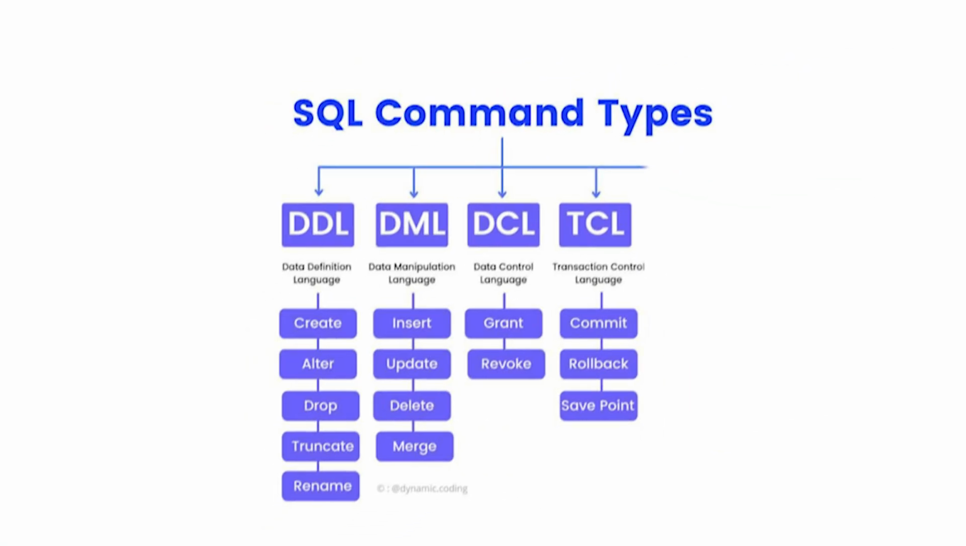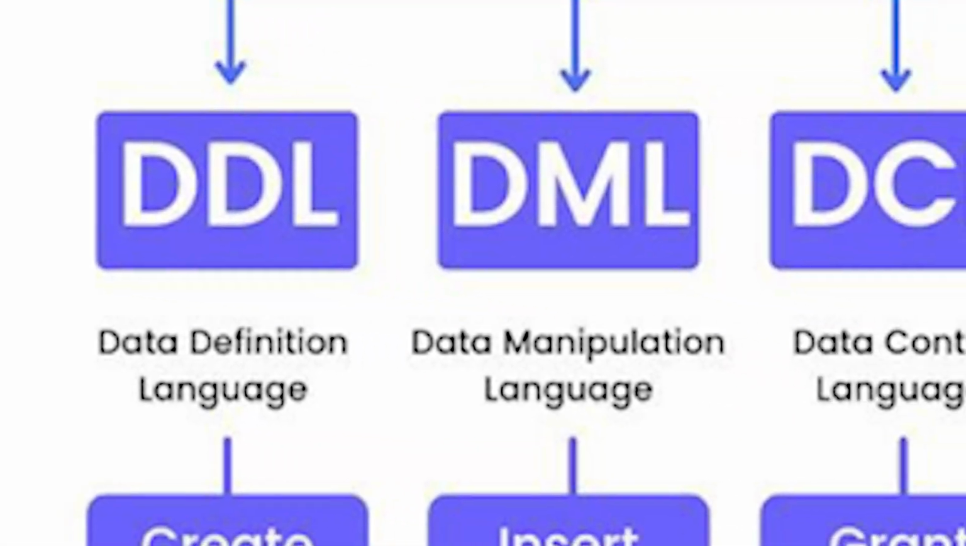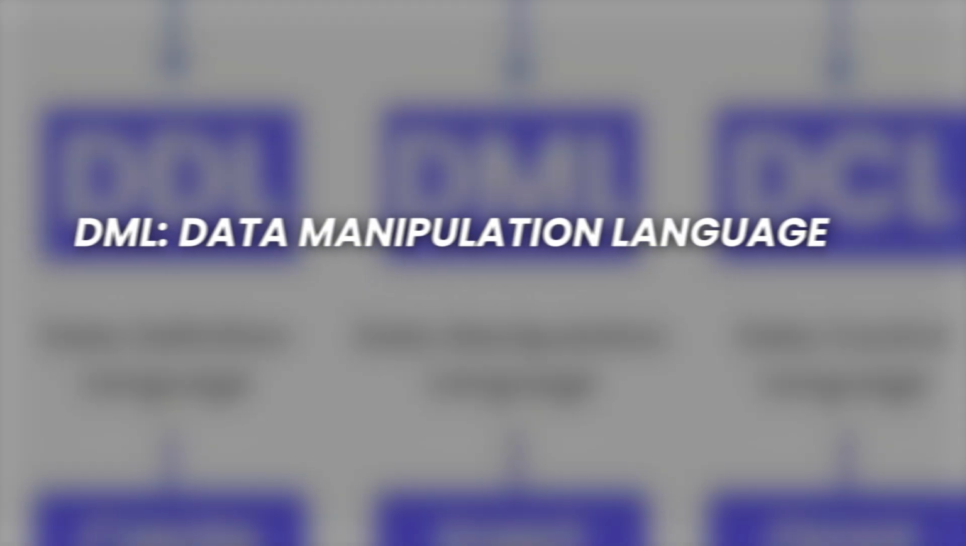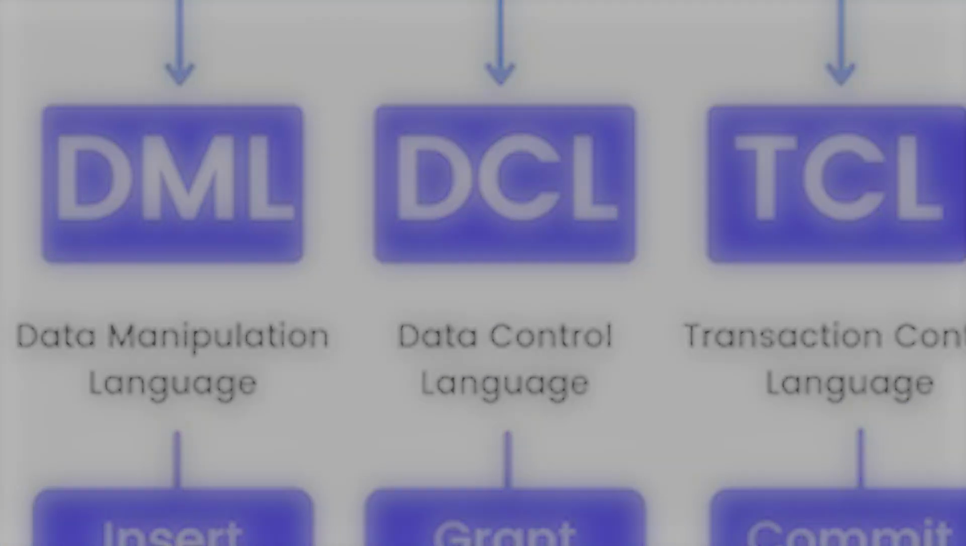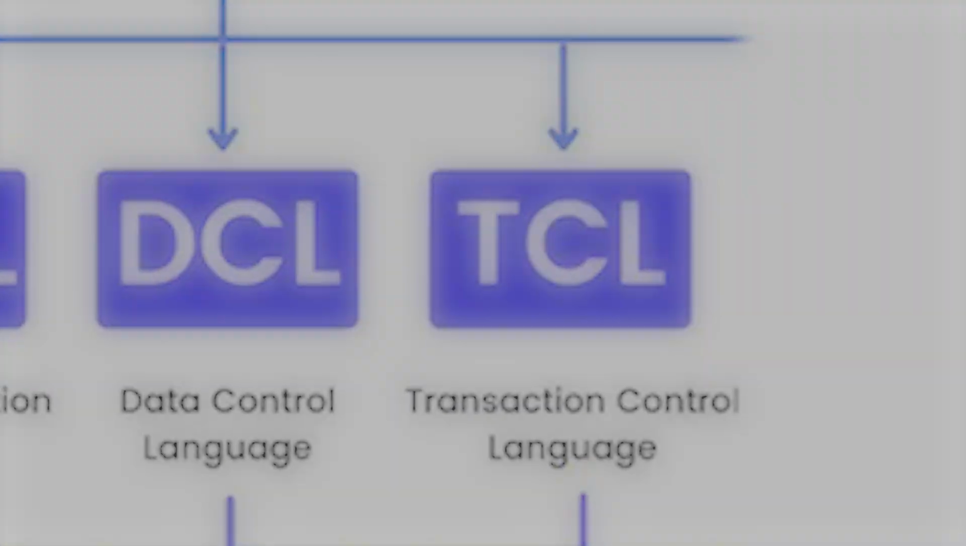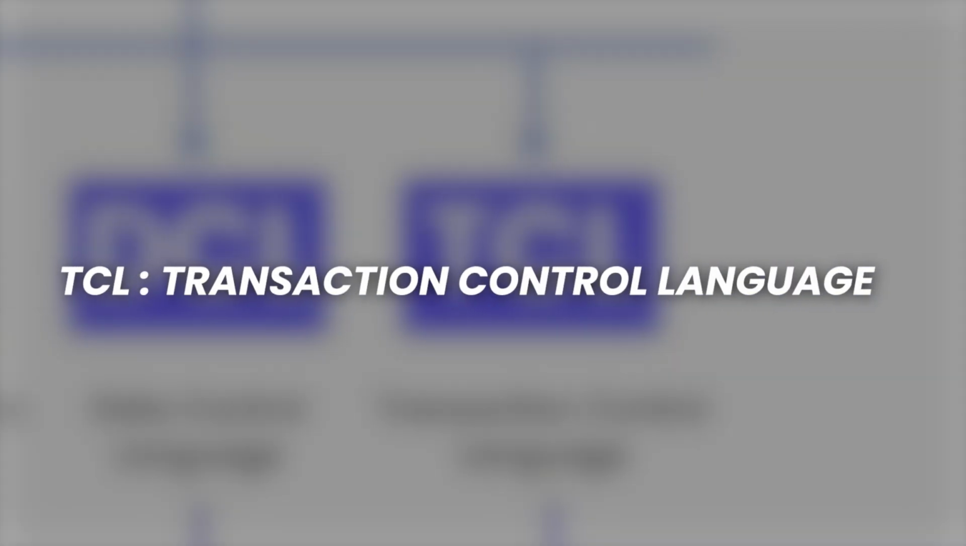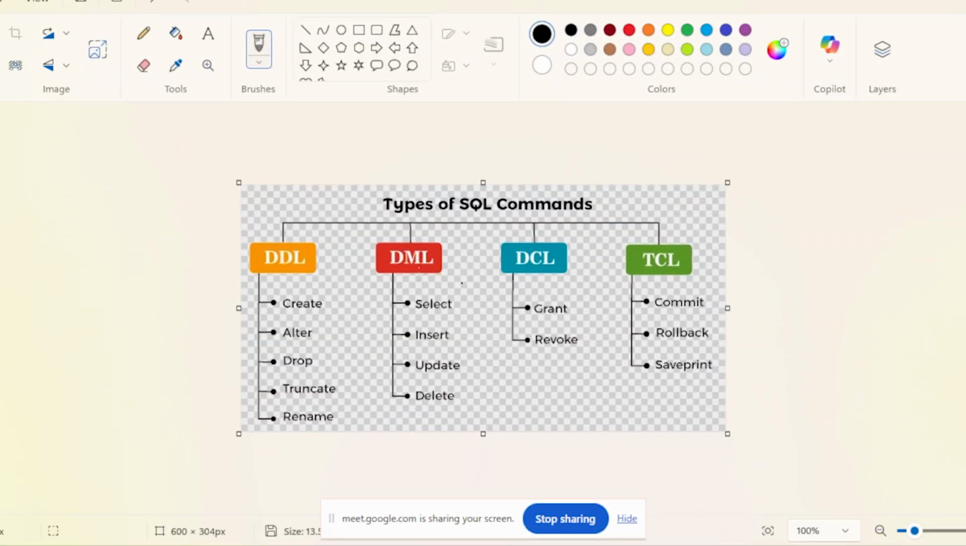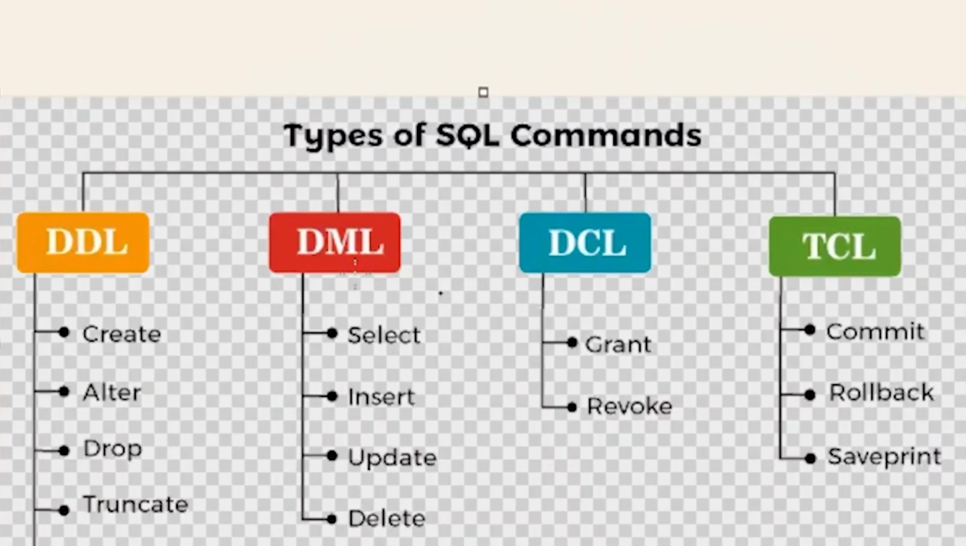What are those? DDL. DDL means data definition language. DML means data manipulation language. DCL means data control language. Next, TCL means transaction control language. Okay, so these are the types of SQL commands we have.